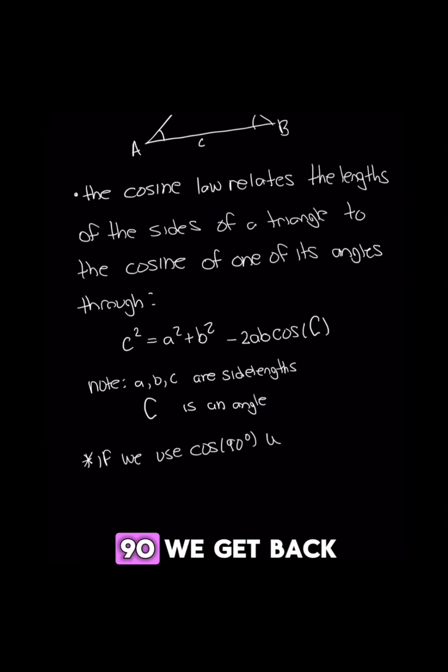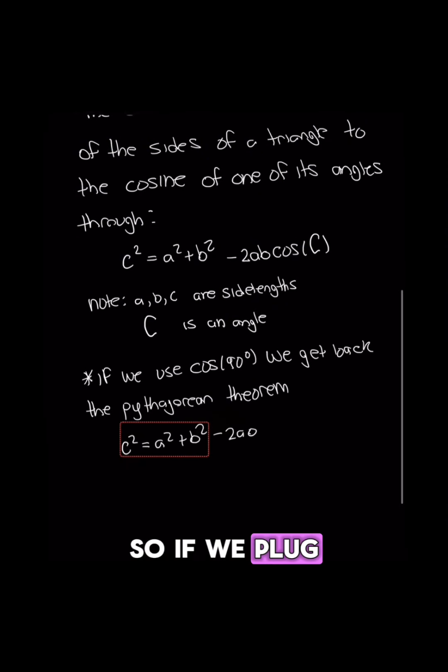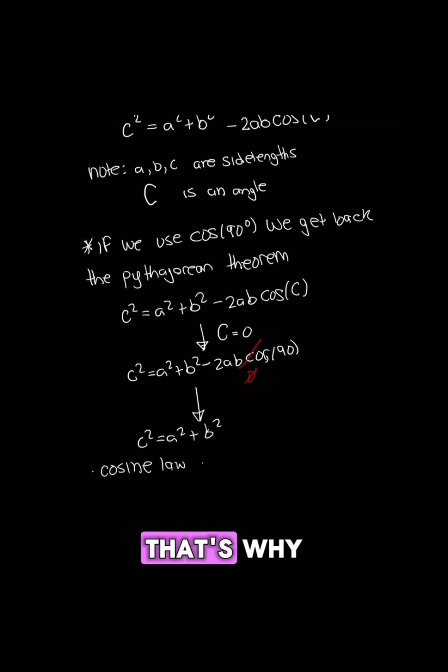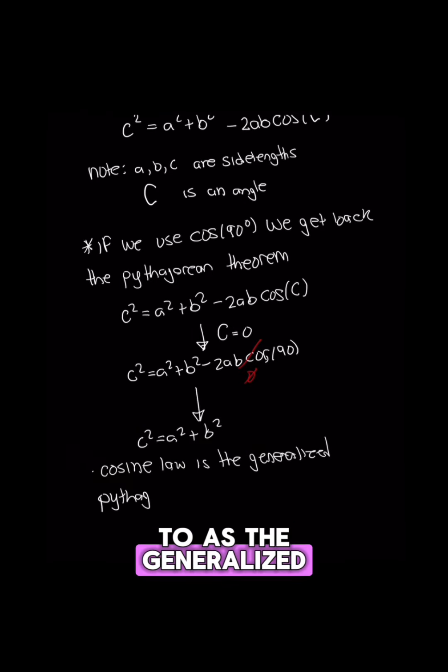If we use cos 90, we get back the Pythagorean theorem. So if we plug in 90 into the cosine law, we get just c squared equals a squared plus b squared. That's why cosine law is referred to as the generalized Pythagorean theorem.